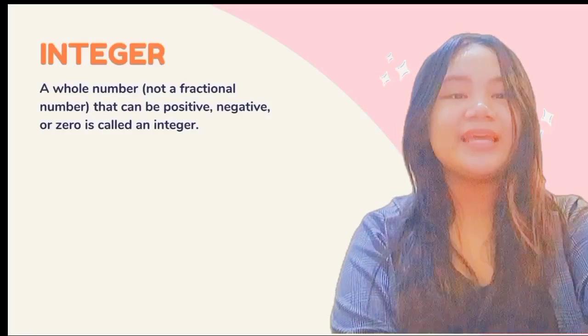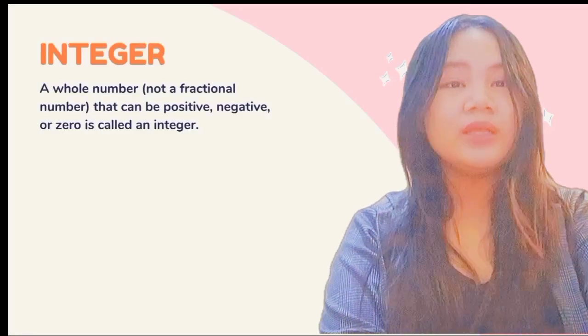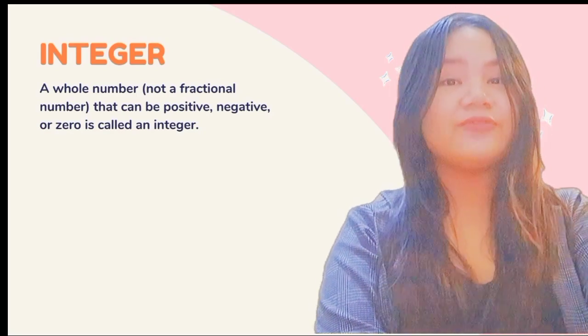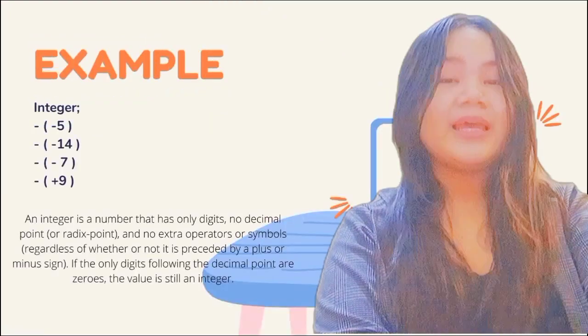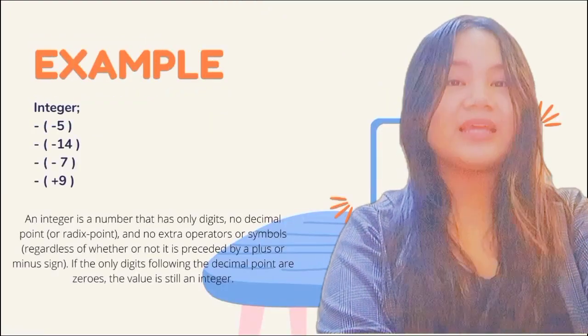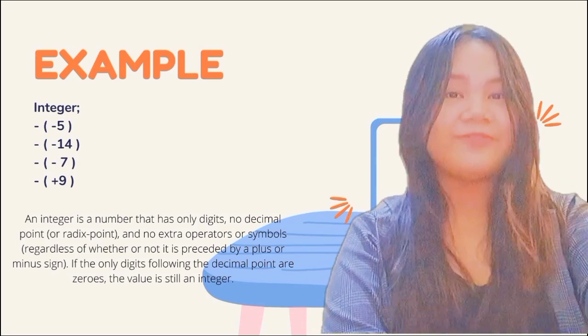Let's proceed to the integers. A whole, not fractional, number that can be positive, negative, or 0 is called an integer. Examples are negative 5, negative 14, negative 7, and positive 9.